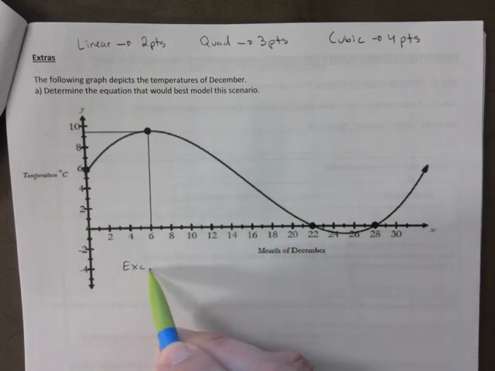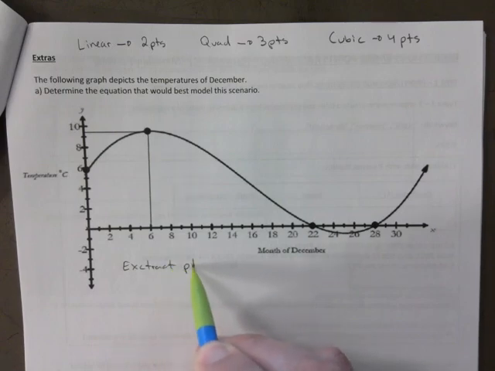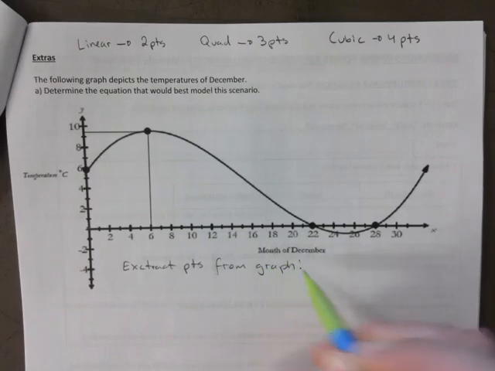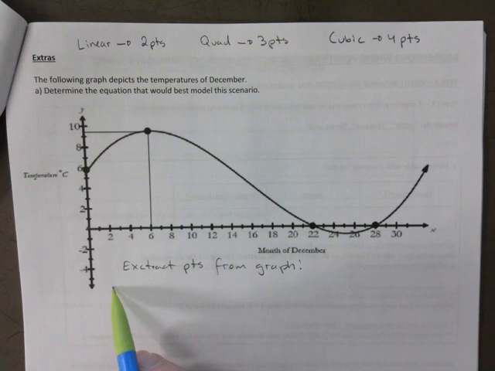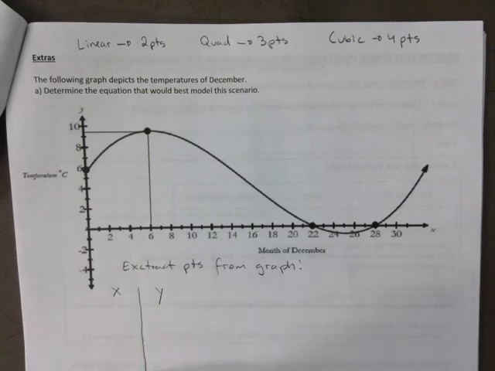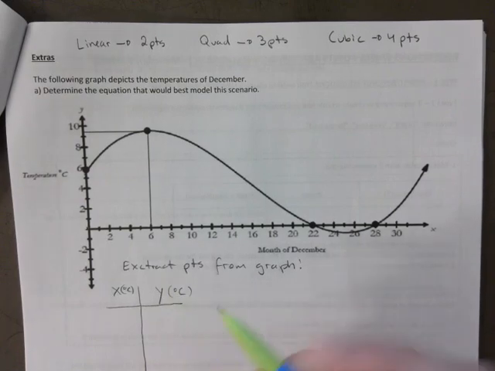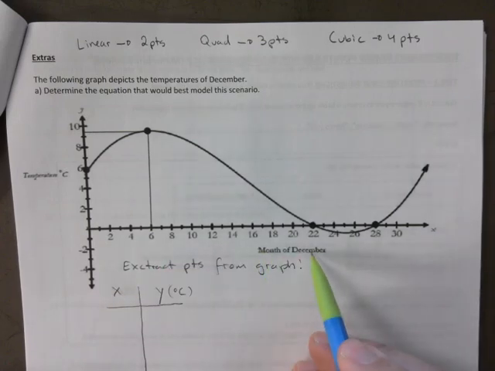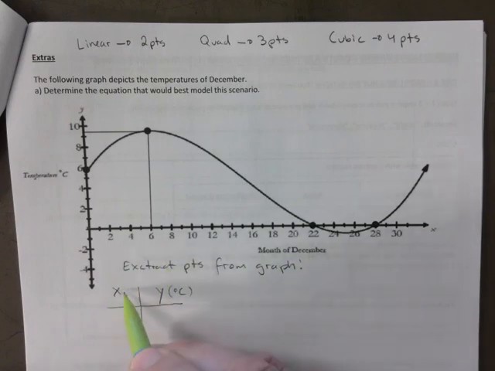Okay, so extract points from a graph. So you kind of have your x and your y. And we know that y is degrees Celsius, right? Sorry, I mixed it up. And x would be days in the month of December. Yes, the specific day in December.